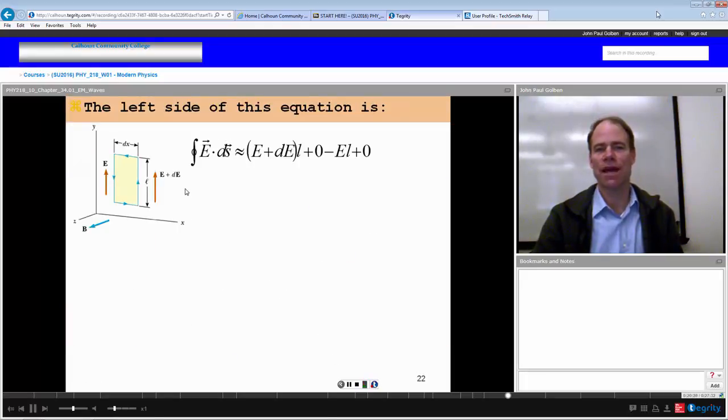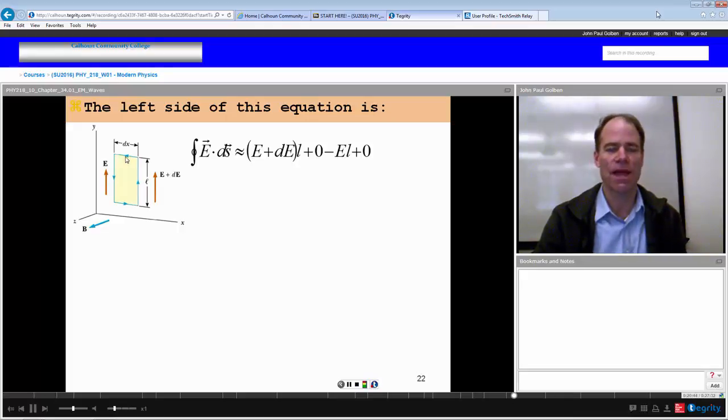If we look at the left-hand or the right-hand side of this square, we're going to have E plus dE times L, which will be E dot ds for that part. On the top, we're going to have a cosine of 90 degrees, which will give us 0 for the dot product. On the other side, we're going to have a cosine of 90 degrees, which will give us 0.